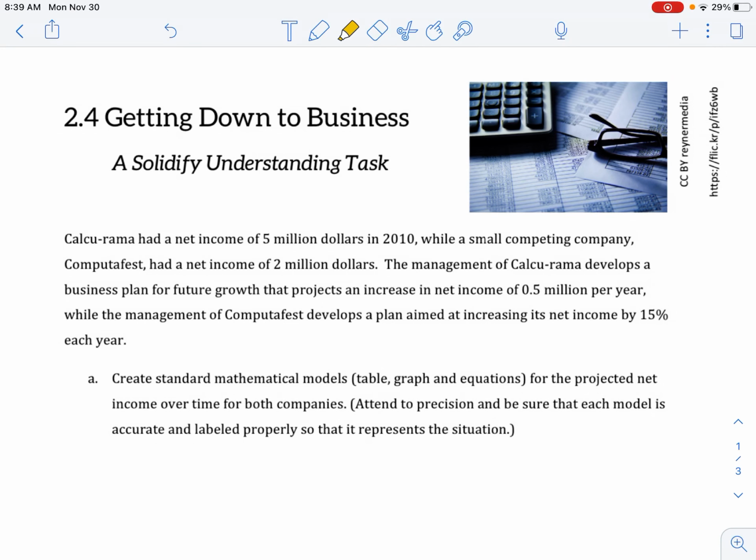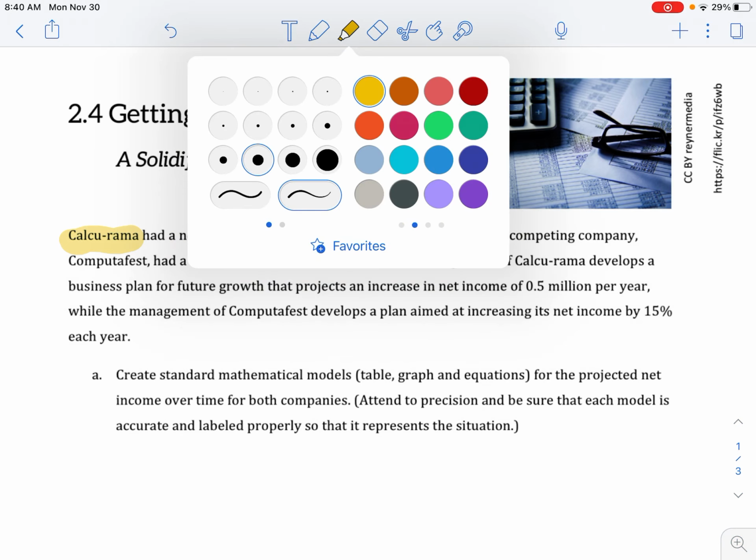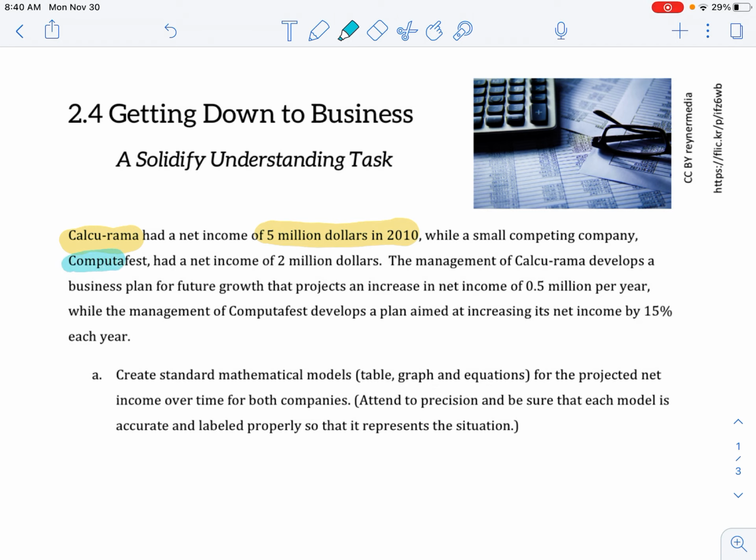All right, we're looking at 2.4, getting down to business. We have two different computer companies. Calcurama had a net income of $5 million in 2010, while a small competing company, Computafest, had a net income of $2 million.